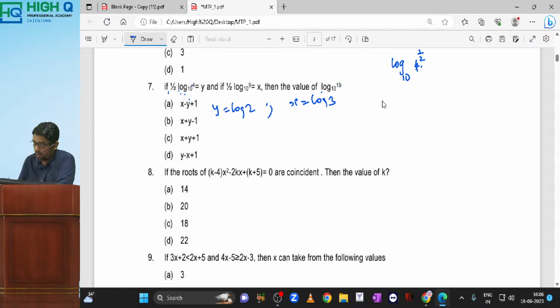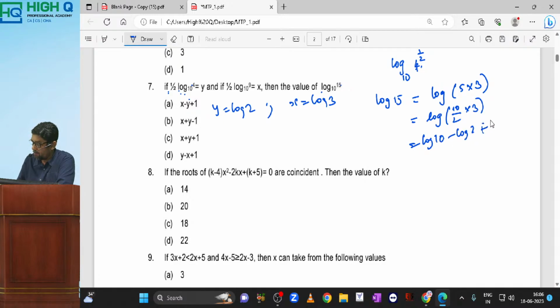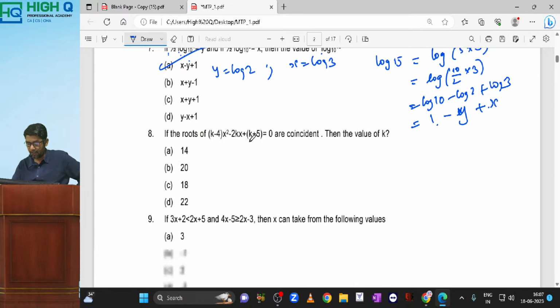Now the question is log 15 to the base 5. Log 15 can be written as log of 5 into 3. Sir, I know log 2 value, I know log 3 value, but I don't have log 5 value. Of course, my dear. Log 5 can be written as 10 by 2, into 3. Now simplify: log 10 minus log 2 plus log 3. Log 10 is nothing but 1, log 2 is nothing but y, log 3 is nothing but x. So can we say x minus y plus 1? X minus y plus 1, option A. Okay. Next.